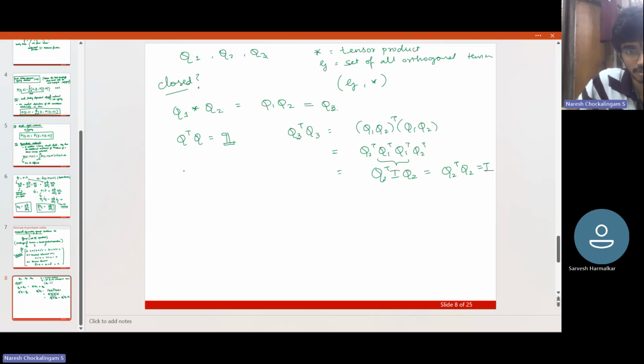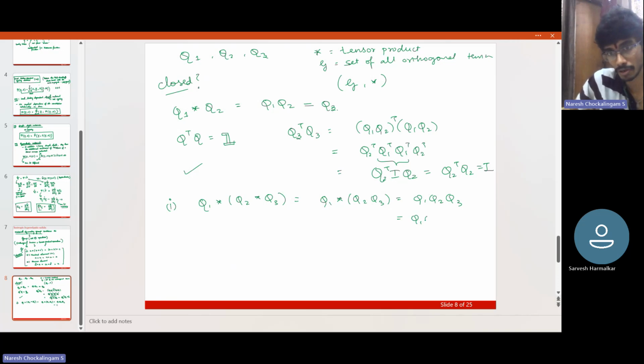Therefore, it is closed. If it is closed, then we'll check the three conditions for a group. So this is Q1, Q2, Q3. It is Q1 star (Q2 Q3), which is Q1 Q2 Q3, and this is also equal to (Q1 Q2) star Q3, which is Q1 star Q2 star Q3. Therefore, this is associative. So the first condition is satisfied.